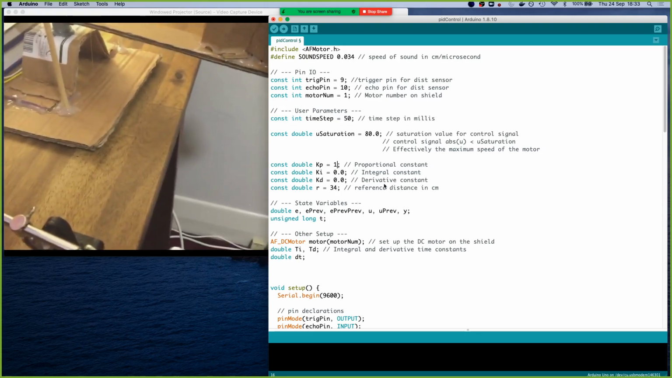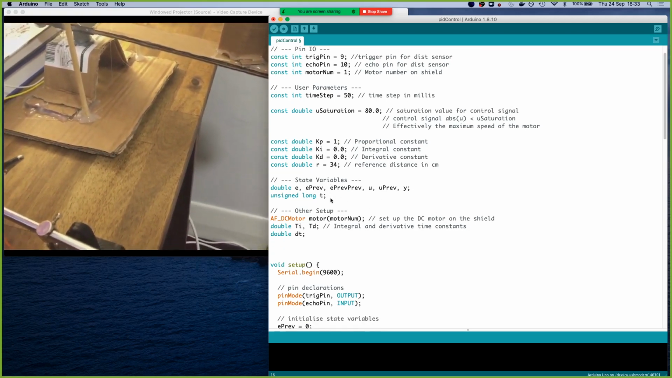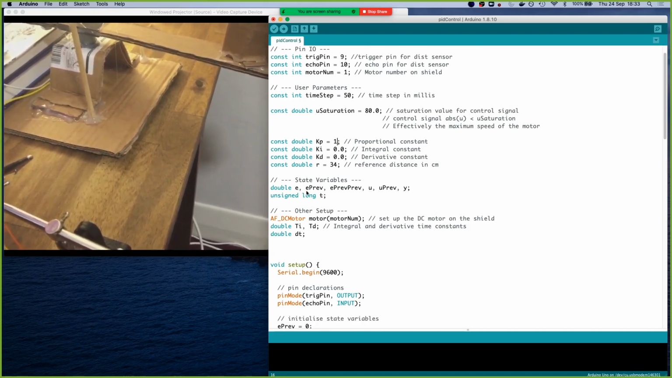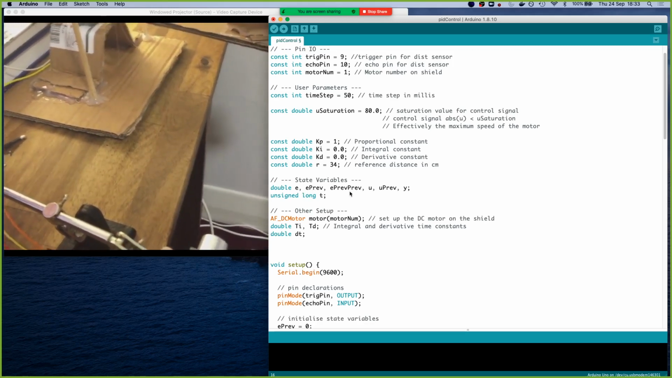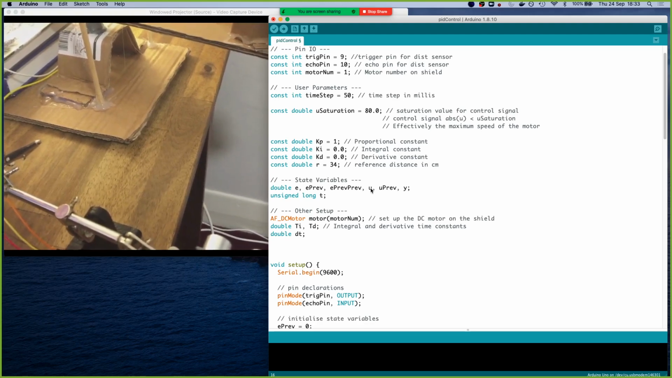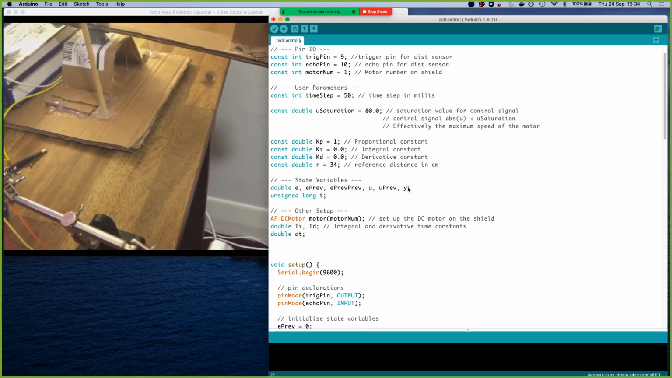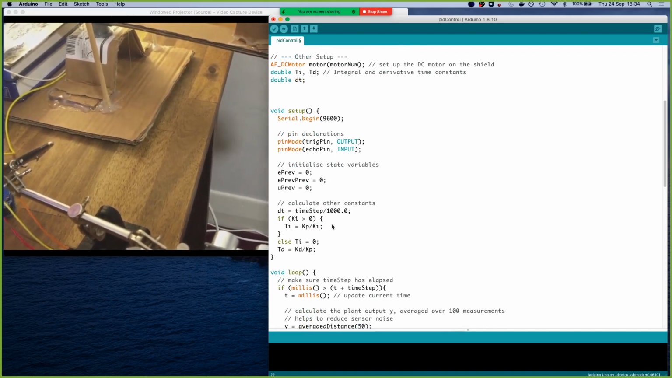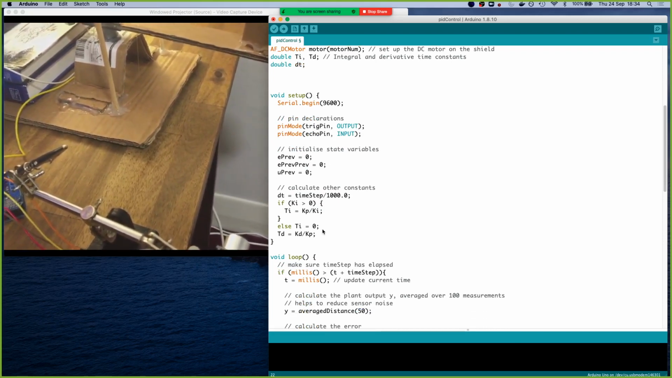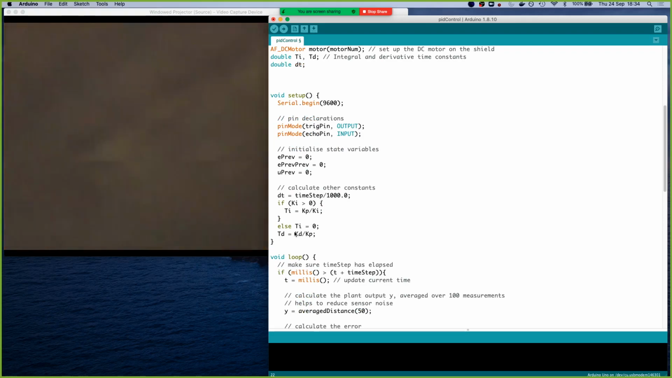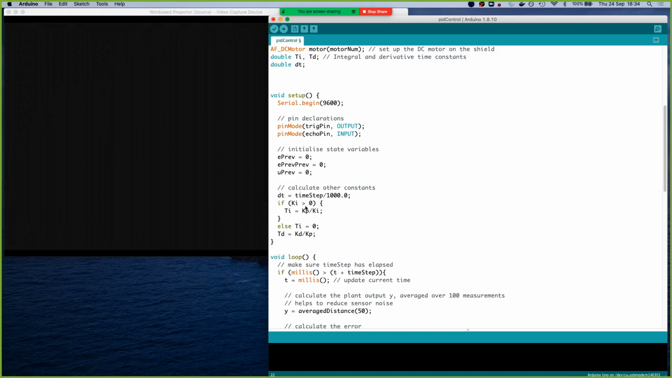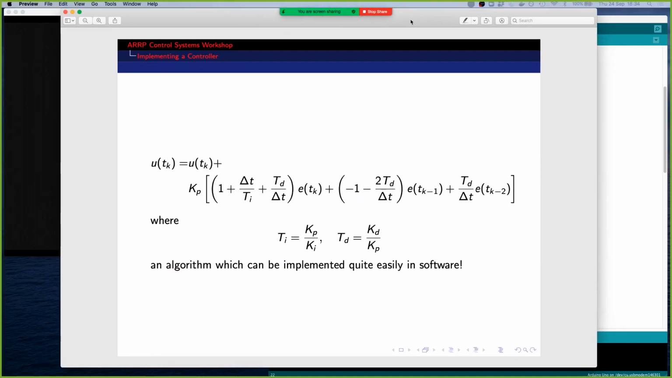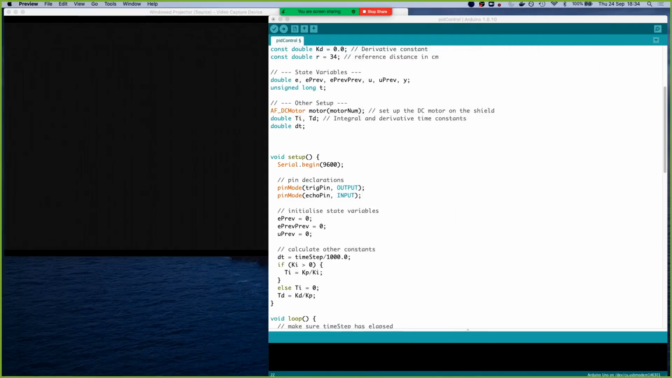And then some declaration of state variables. If you saw, we needed the current error, the previous error, and the error from 2 time steps ago. We need the control signal, the past control signal, and obviously the output. Some other boilerplate setup. I've just got a quick check here for implementing Ki and Kd equal to 0, because if you have a look at these terms here, the Ti and the Td, when Ki is 0, obviously things break. So I just need to take care of those in the code.